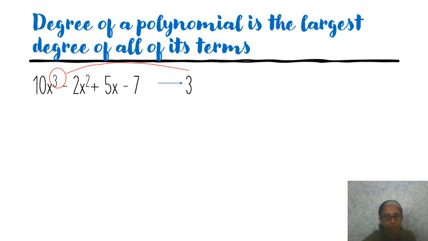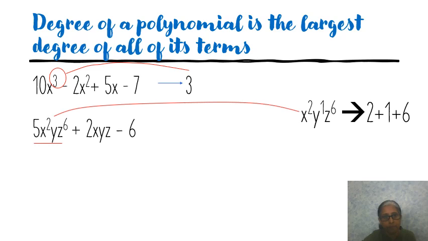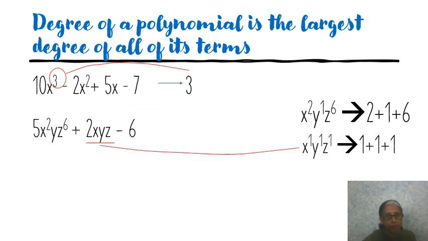Is that clear? Now we'll take one more example. 5x square yz to the power 6 plus 2xyz minus 6. Now, what is the degree of the first term? 2 plus 1 plus 6. That is equal to 9. What about the degree of the second one? 1 plus 1 plus 1, it is only 3. That is less than that. So the highest degree here is 9. Therefore, degree of the polynomial is 9.